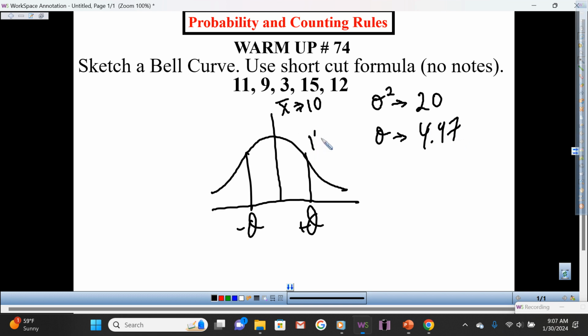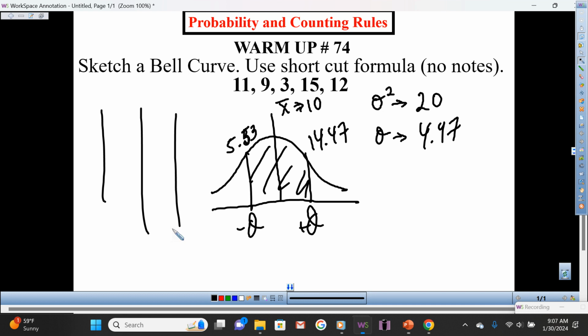.47, that means this is 14.47, and this is 5.53. That's the norm. Hands if you got something like that. Okay, good. So, that was using the shortcut formula. I saw some of you do the long way where you did the columns and all that. Let's try and focus on reviewing our formulas, guys.